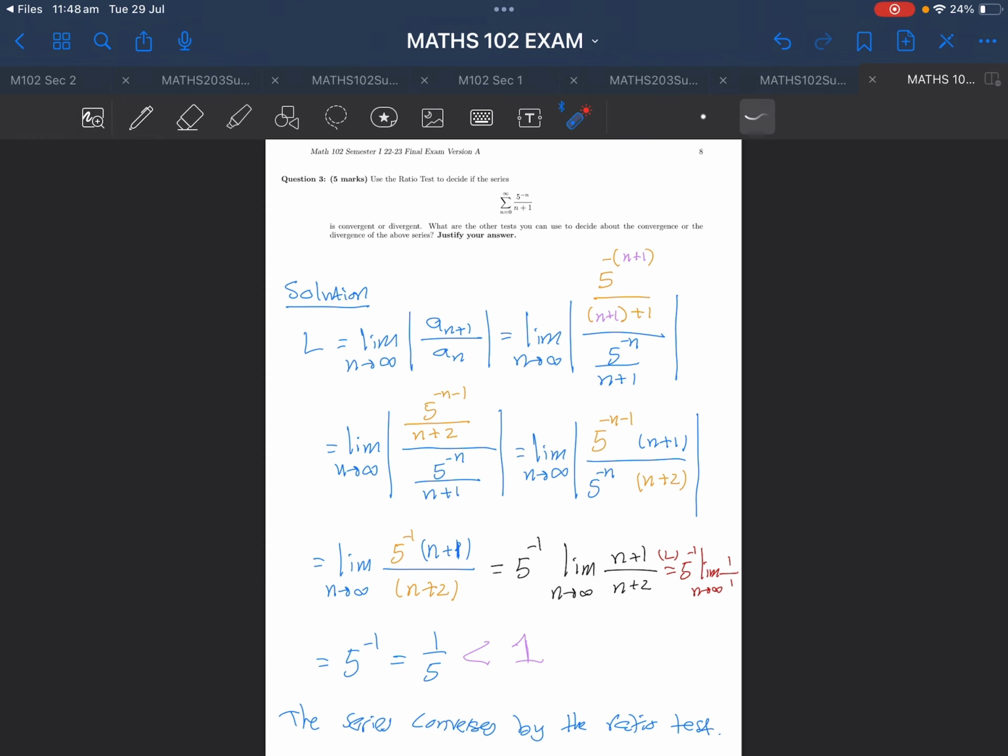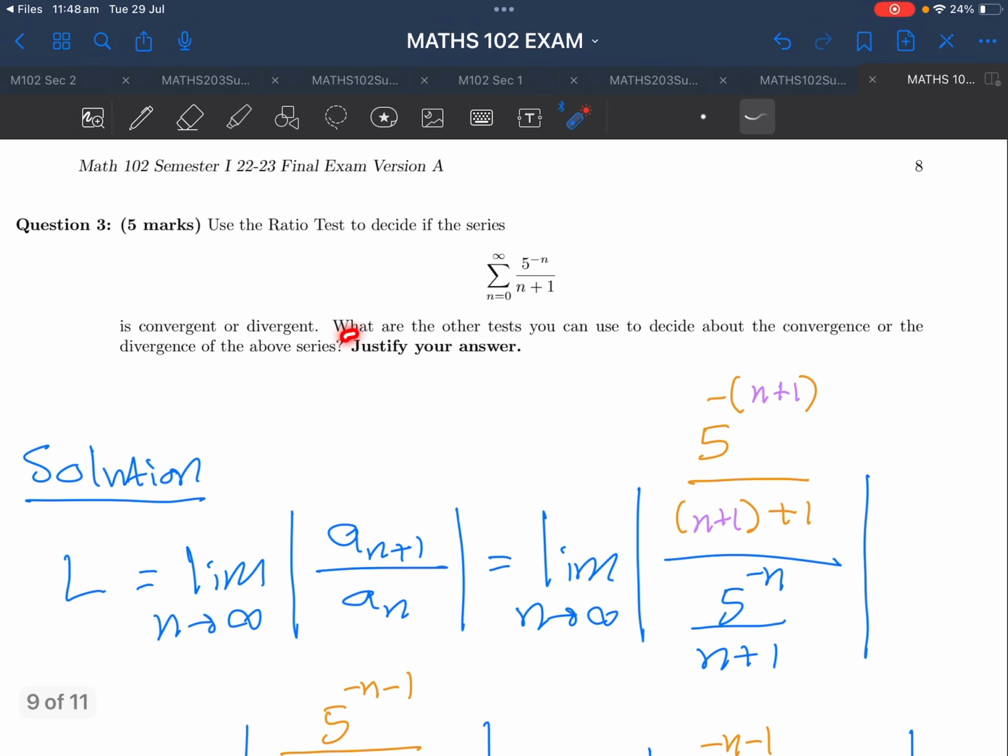Of course, there is another part of the question, if you can focus with me here. It says, what are the other tests you can use to decide the convergence? Well, the ratio test is one of them. We did it. Now, there is another one related to the ratio test called the root test. Of course, you can use the root test. That's perfectly fine. Comparison test, maybe, yeah. Comparison test with bn equal to 5 to the negative n, and then you do the limit comparison test. The integral test would be doable, but difficult. So yeah, those are the tests that you can use. Of course, in this question, we stick with the ratio test.